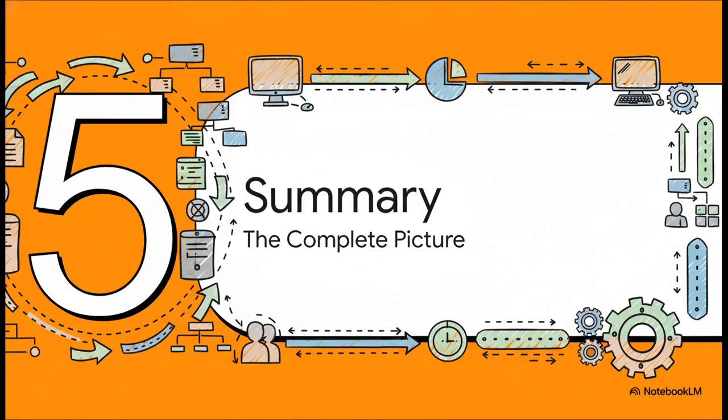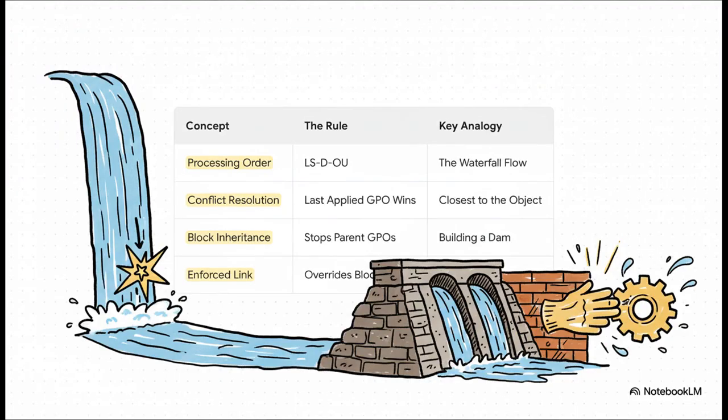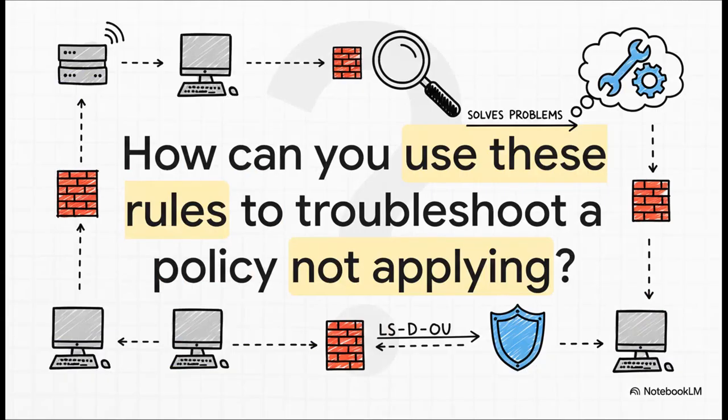Okay, so let's put all of these rules together. We're going to look at one final summary diagram that shows the whole system at a glance. And there you have it. This pretty much illustrates the entire system. The standard flow is that LSDOU waterfall. If there's a conflict, the last GPO to get applied wins. And in the epic battle between a block inheritance dam and an enforced link, that unstoppable force of enforcement wins every single time.